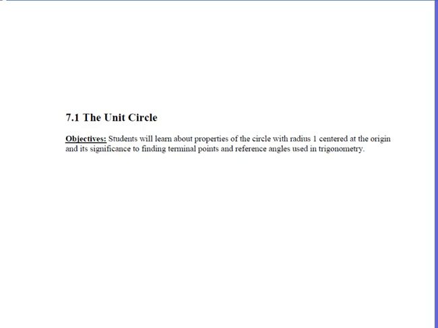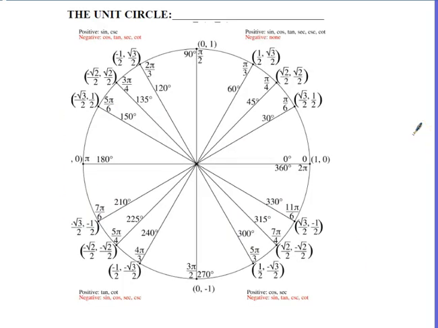So first, let's review what the unit circle is. And I didn't include the extra unit circle in your notes. I've attached it multiple times on our page, so that you can feel free to look at that at any point.